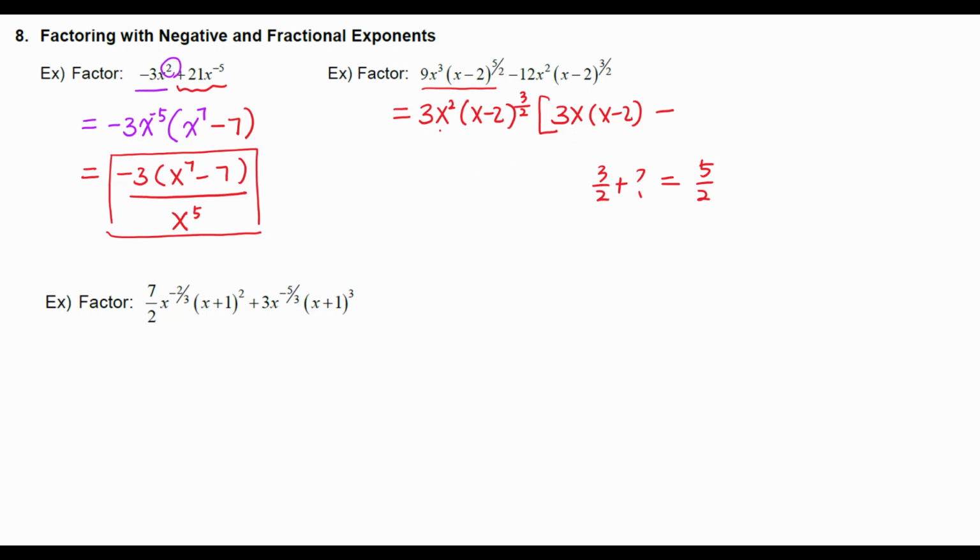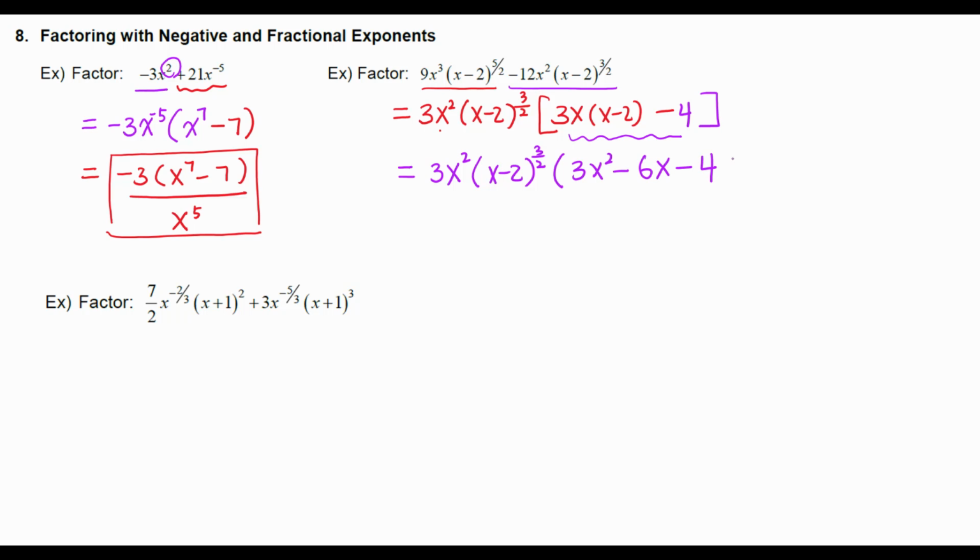Minus, now when I multiply these two, I have to get this back. So 3 times negative 4 is 12. X squared is out. X minus 2 to the 3/2 power is out. So that is it, right? However, you cannot leave your answer like that either, because this can be simplified. So the final answer will be 3x squared, x minus 2 to the 3/2 power, times 3x squared minus 6x minus 4, and that is your answer.